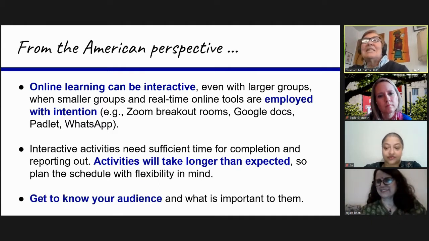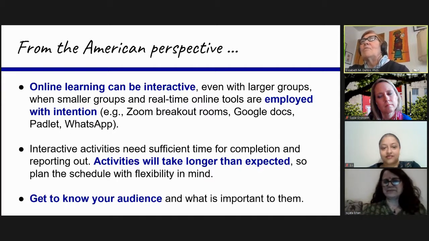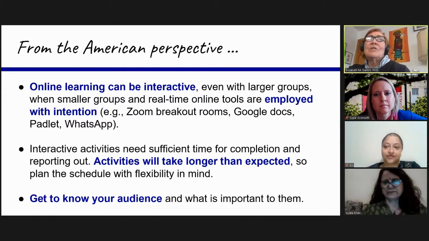Another lesson that I learned quite a bit was really getting to know your audience and what is important to them. That's something I've always known as an instructor, but Susie and I have worked with UDL in many different venues, and for this particular class, we talked with both Betty and Sujata quite a bit about what was important to them and to their teachers, and then we adjusted the curriculum so that we would be able to address those things. Especially as you're looking to work around the world, it's really important to get to know your audience first and what's important to them, and then to modify what you're going to be delivering so that it can address those issues.